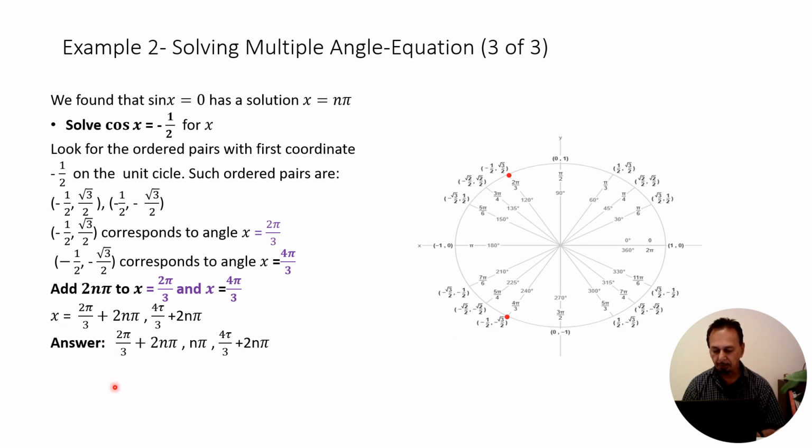So now we add 2n pi to x equal to 2 pi over 3 and x equal to 4 pi over 3, and we get x equal to 2 pi over 3 plus 2n pi and 4 pi over 3 plus 2n pi. Now we list this solution and this solution in order. So we write 2 pi over 3 plus 2n pi, and then a comma, we list the 4 pi over 3 plus 2n pi.